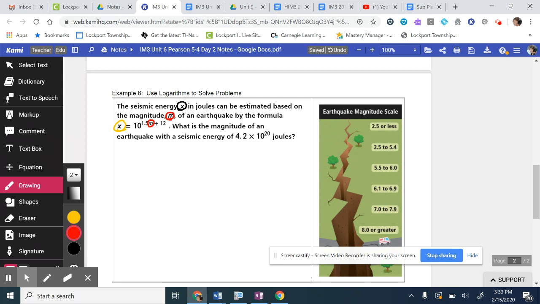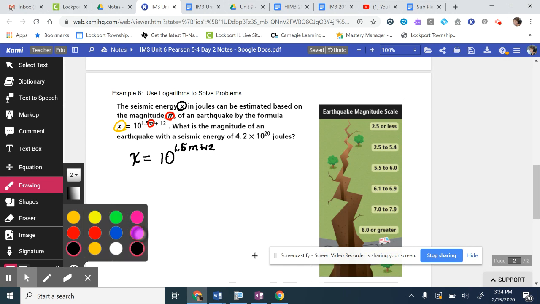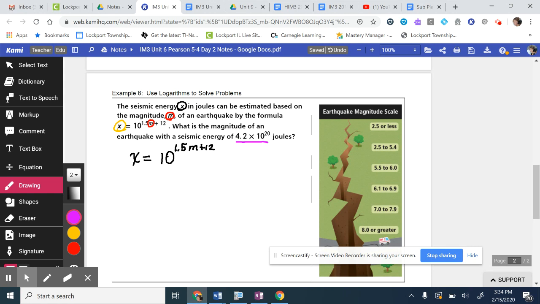And we've got the relationship between these two quantities. Seismic energy X can be calculated by taking 10 and raising it to the 1.5 times the magnitude plus 12. And then they ask us, what is the magnitude of an earthquake with seismic energy of 4.2 times 10 to the 20 joules? So this is our X, 4.2 times 10 to the 20 joules.